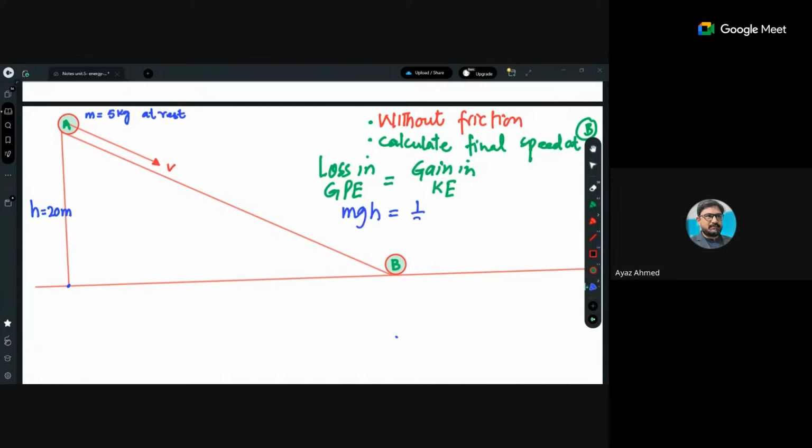So it is mgh, and that is equal to 1 upon 2 m v square. Just cancel these m's because mass is conserved. So v square, do the calculation. V is equal to the square root of 2gh. Simply put the values here: 2 into 9.8 into 20, and give me the final answer.